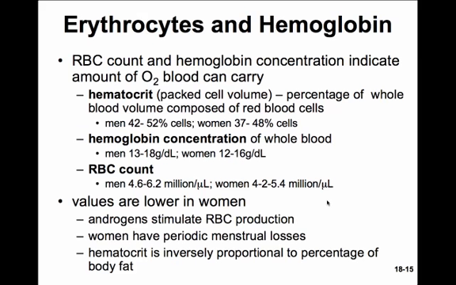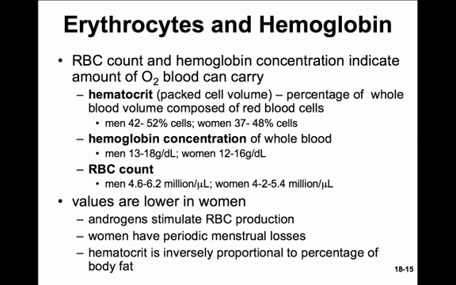So the red blood cell count and hemoglobin concentration are big indicators of the amount of oxygen that blood can carry. We've already looked at hematocrit, or packed cell volume, or PCV, which is the percentage of the whole blood which is composed of red blood cells. In men, that's usually 42 to 52% cells. In women, it's usually 37 to 48%. The hemoglobin concentration is also different between men and women.